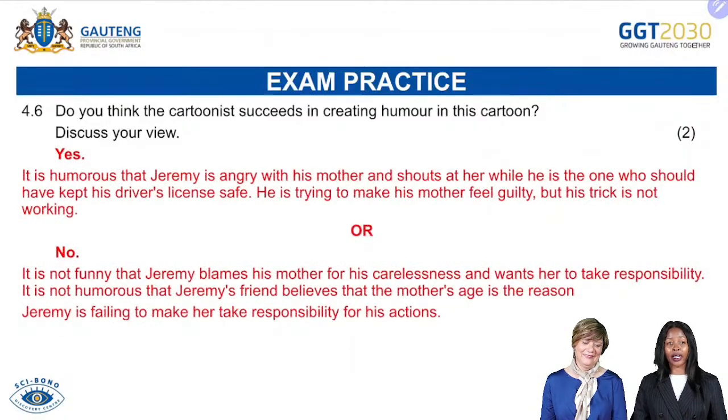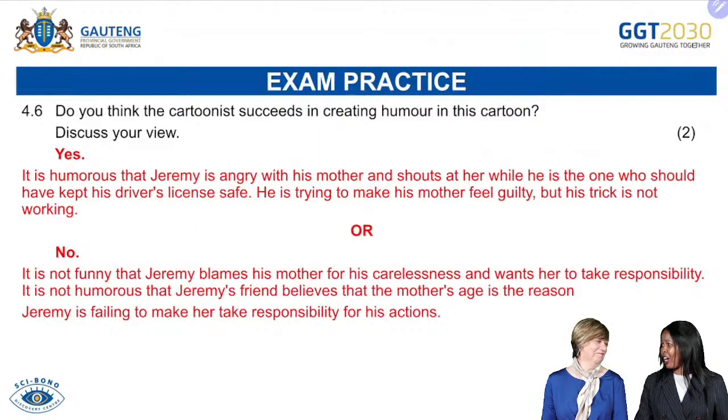Now, the possible one is, it is humorous that Jeremy is angry with his mom and shouts at her while he is the one who should have kept his driver's license safe. He's trying to make his mother feel guilty, but his trick is not working. So perhaps that could have been something that made you laugh, but someone else can look at this and think it's actually not funny. But why?